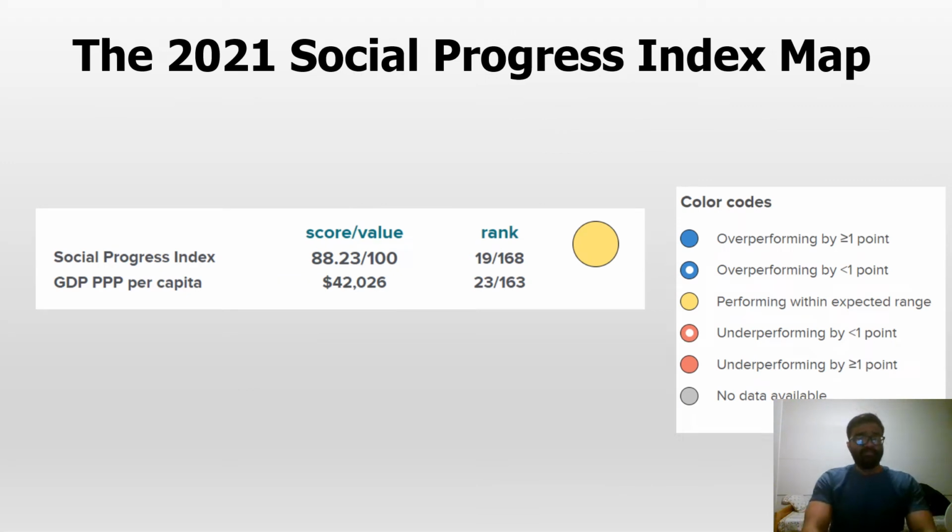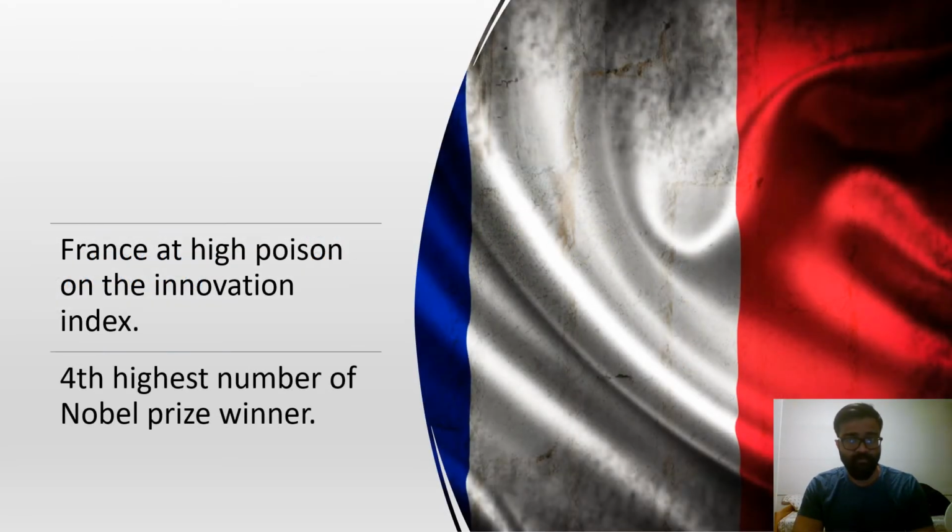The Social Progress Index is also from the record of the Progress Index in 2021. This country ranked 19 out of 168, and as we saw, the yellow mark is there. It means the country is performing well, as per the expected range. Also, France has a high position on the innovation index, and it also has the fourth highest number of Nobel Prize winners.